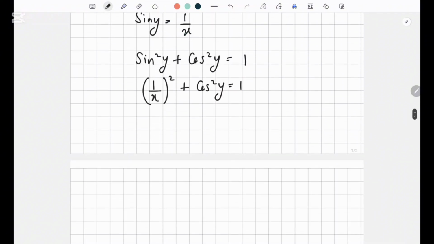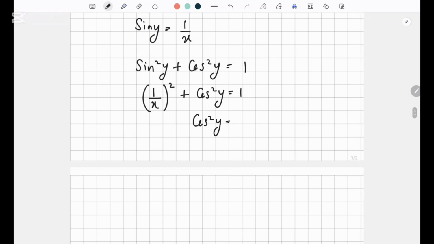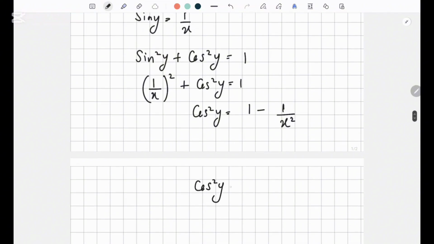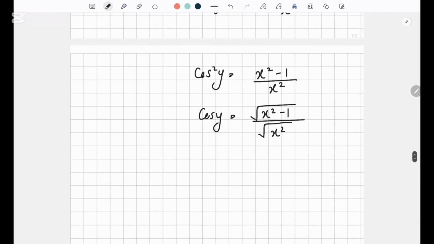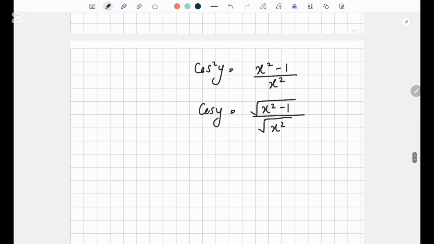So cos squared y is 1 minus 1 over x squared, right? You can find the common denominator, so it's x squared minus 1 over x squared, right? So cos y equals root x squared minus 1 over root x squared, right? So we have cos y equals root x squared minus 1 over plus or minus x, right? You can write it like that.